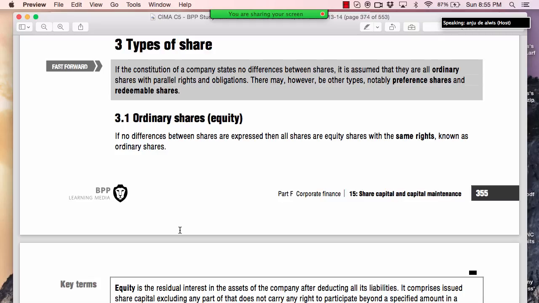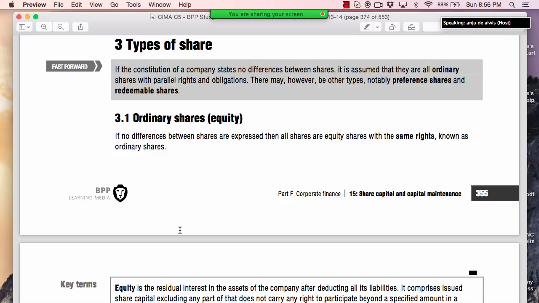I can differentiate my shares and say these shares attract this kind of rights, these other shares attract these other rights. Okay, why do I do something like that? So that you can get the benefit of the share you bought.